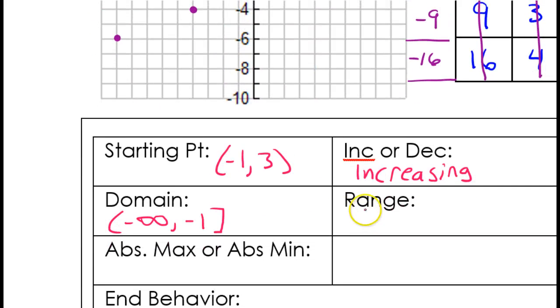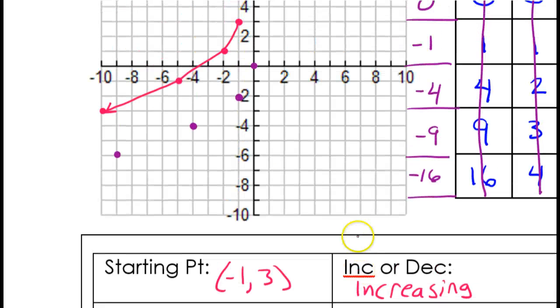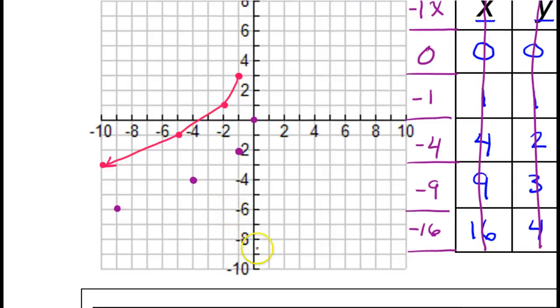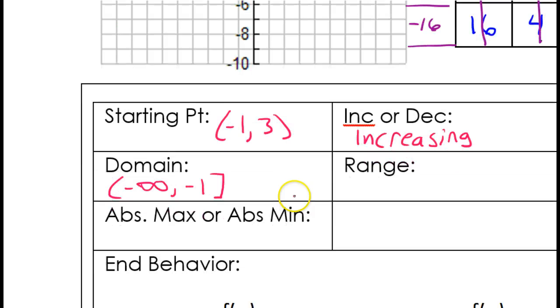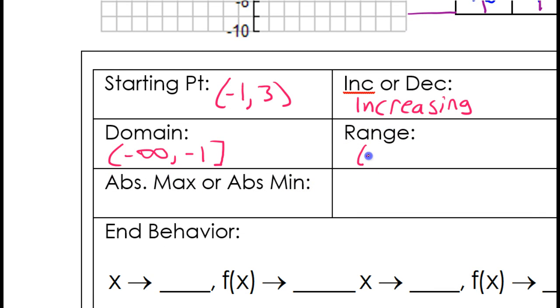Now how about the range? Range is y values, and it should be written from least to greatest. That means from bottom to top. So what's the lowest y value? -infinity. It goes down forever. Now what's the highest y value? The highest y value is here at 3. So -infinity to 3. Again, it needs a bracket.